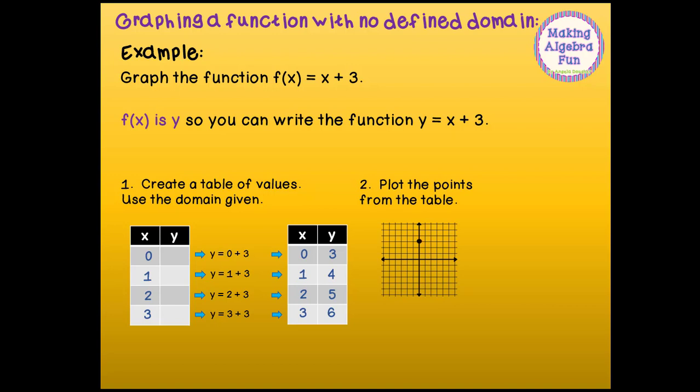So first of all, we're going to plot these points: 0, 3; 1, 4; 2, 5; 3, 6. Then we're going to draw a line through them to be able to include all the values that would actually work, not just these 4.